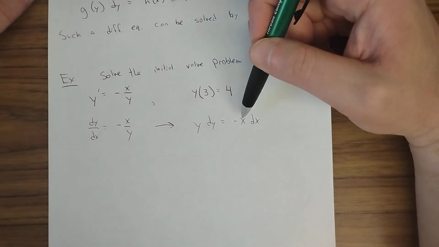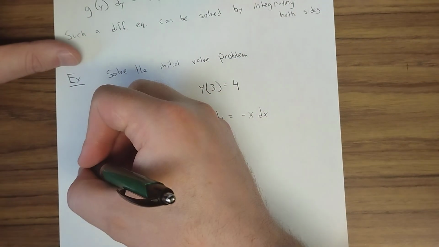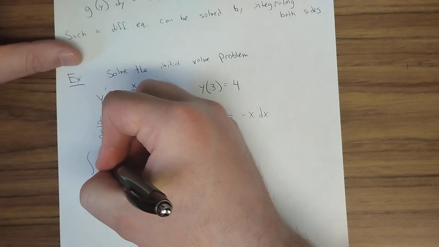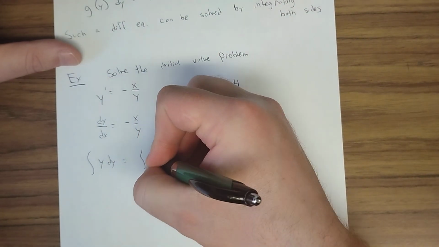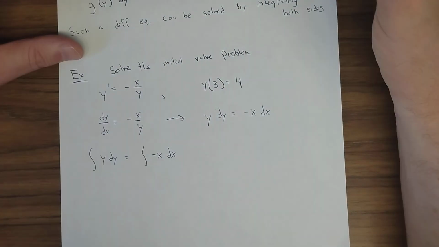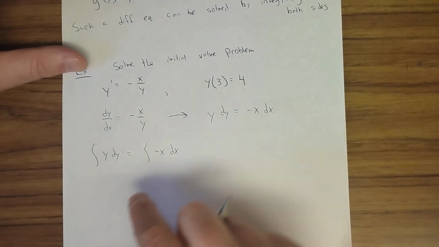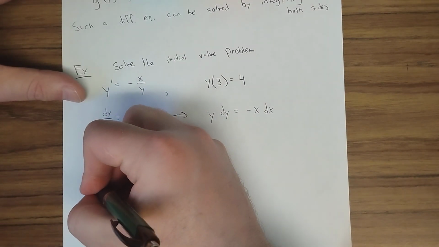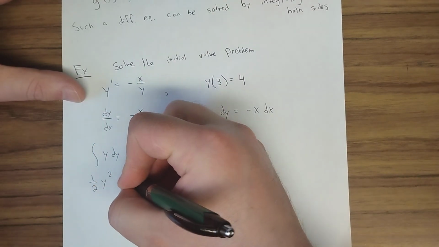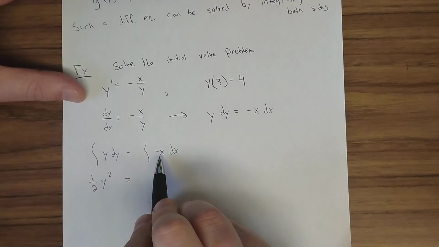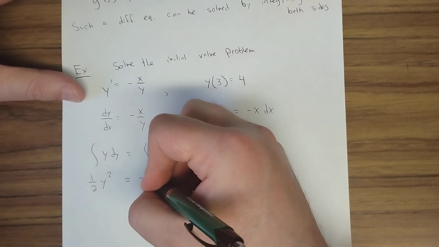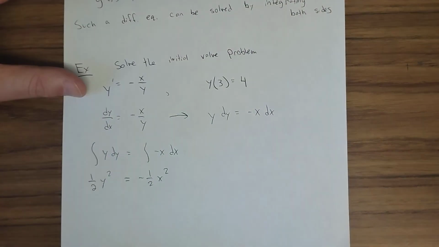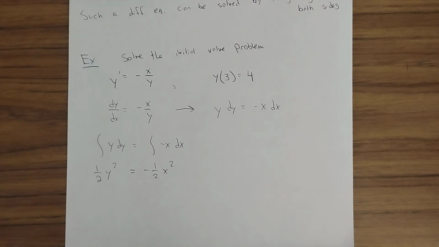So what we do from here is we integrate both sides. So this is an integral with respect to y, and this is easy to do. This is 1/2 y squared, and this is negative 1/2 x squared. And typically when we integrate, we write plus c.